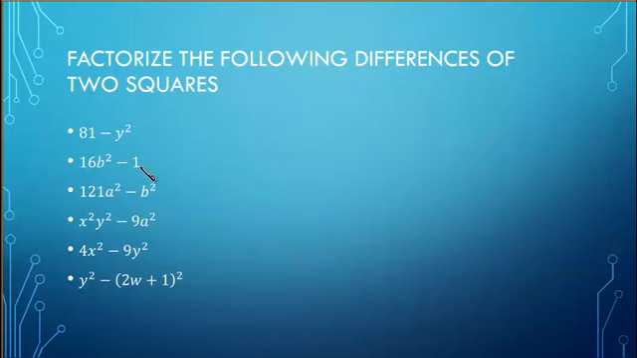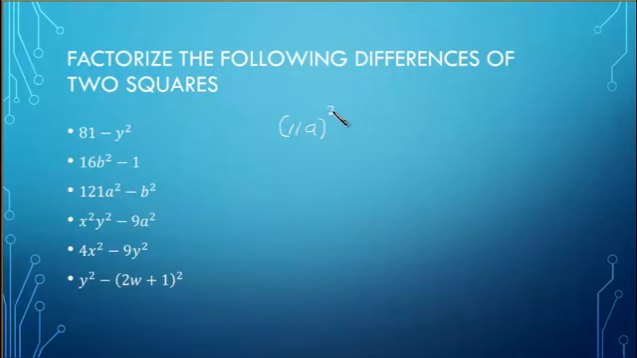Let's take a look at this one. Here we have 16b squared, so let's rewrite this as 4b quantity squared minus, and this is also a perfect square, 1 squared. So now this becomes 4b minus 1, 4b plus 1. Okay, so now let's look at this one. 121a squared minus b squared. This is a perfect square. This is 11a everything squared.